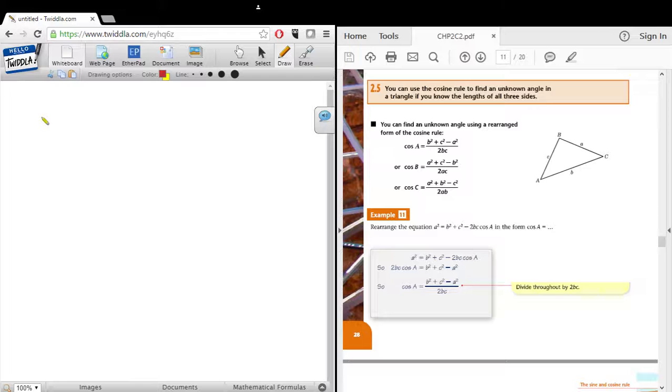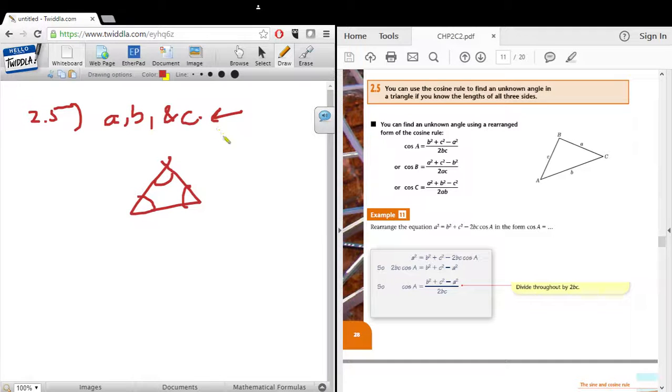So 2.5 says as follows: you can use the cosine rule to find an unknown angle in a triangle if you know the lengths of all three sides. So if you know a, b and c, then you can find an angle from these quantities, using the formula, which depending on which angle you want to find is useful.